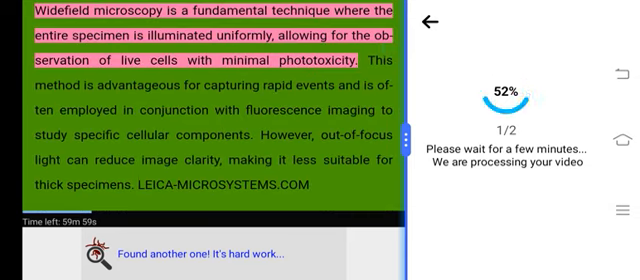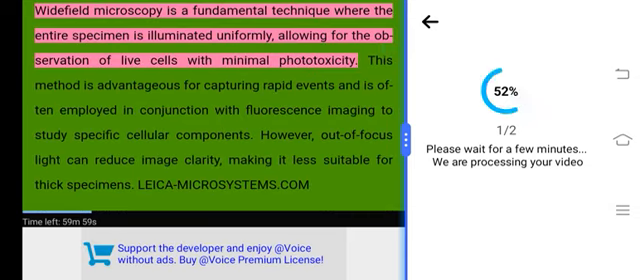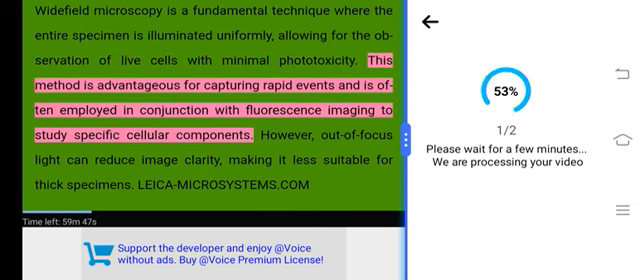Wide field microscopy is a fundamental technique where the entire specimen is illuminated uniformly, allowing for the observation of live cells with minimal phototoxicity. This method is advantageous for capturing rapid events and is often employed in conjunction with fluorescence imaging to study specific cellular components.